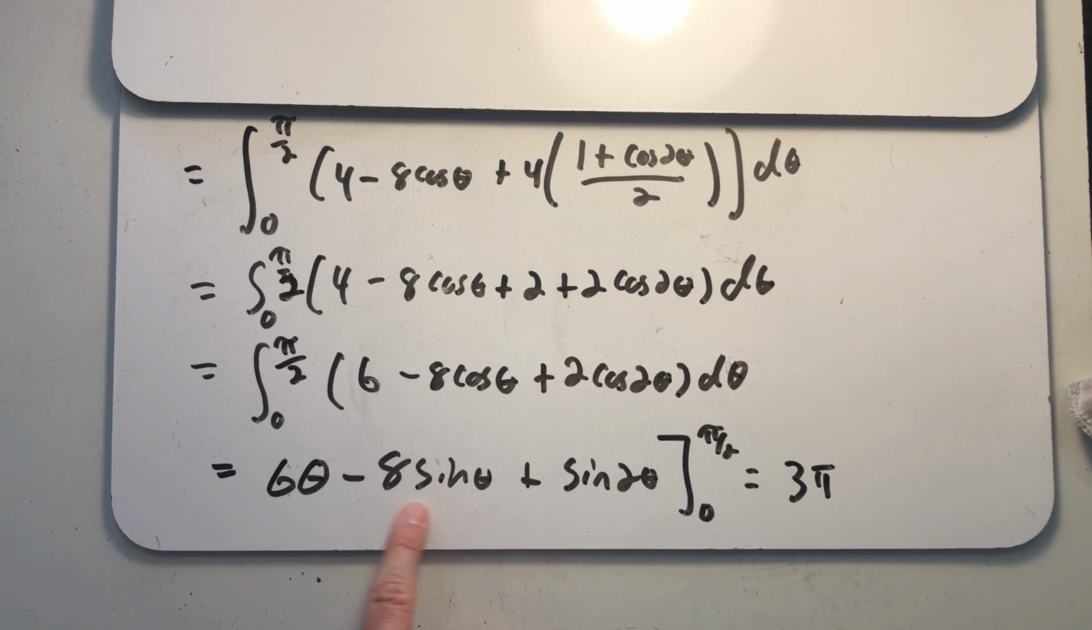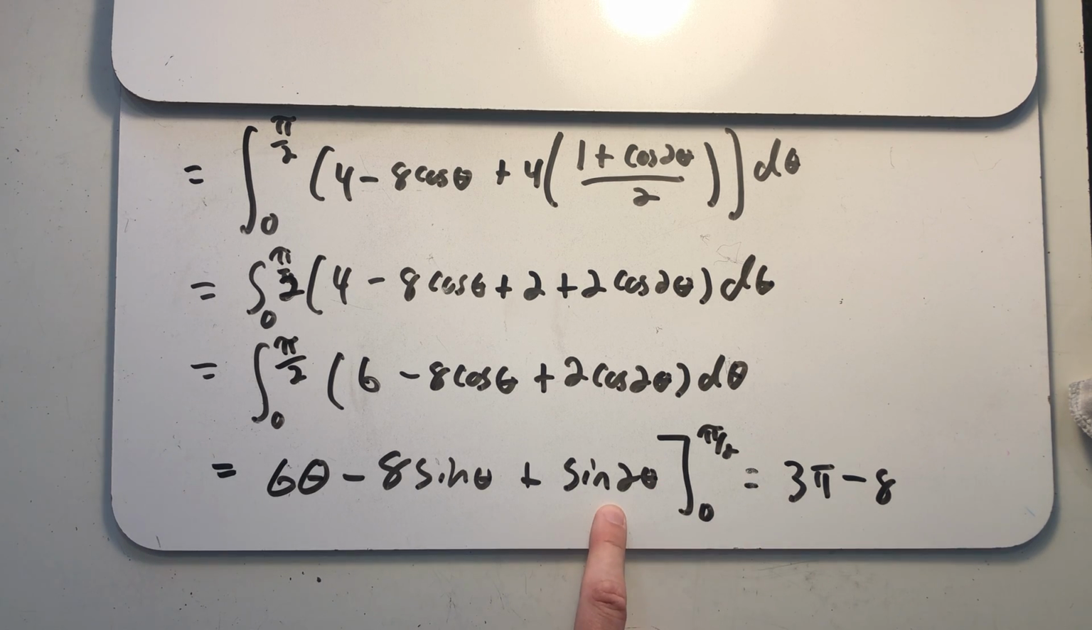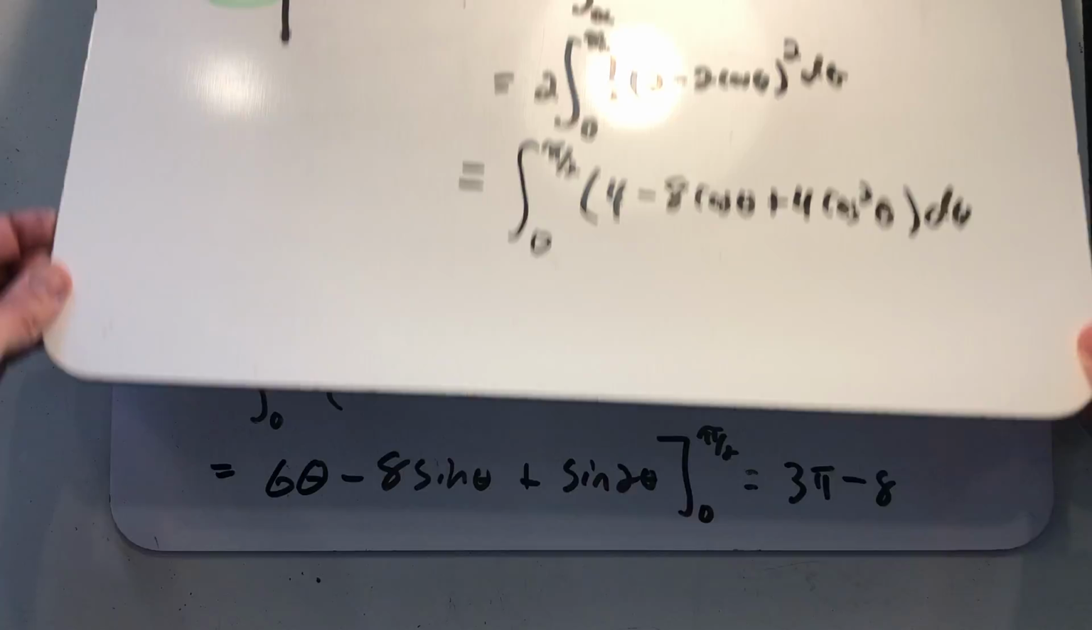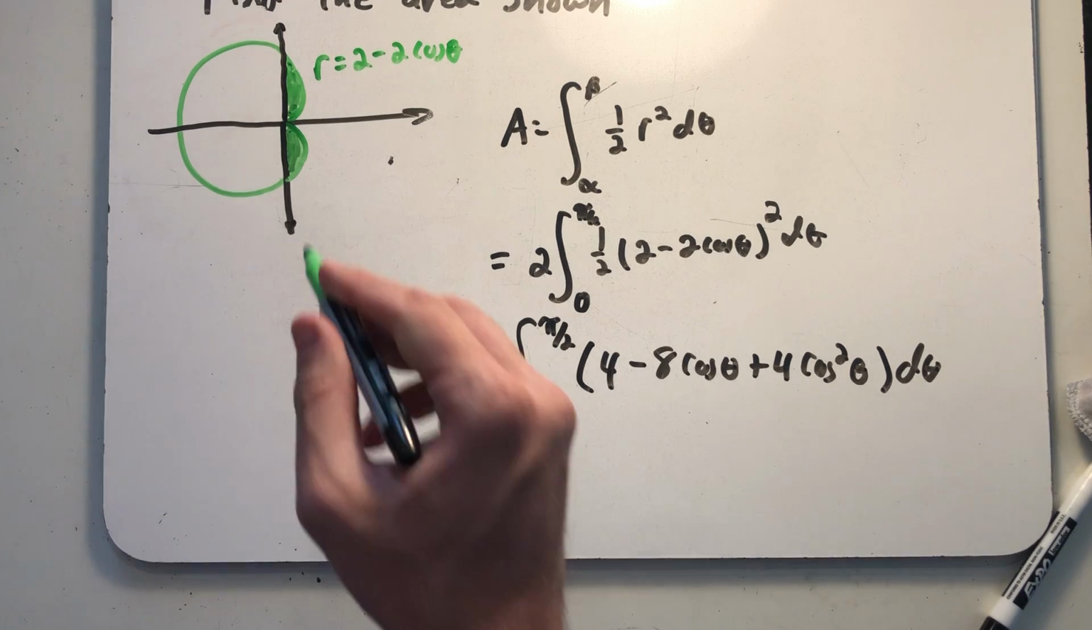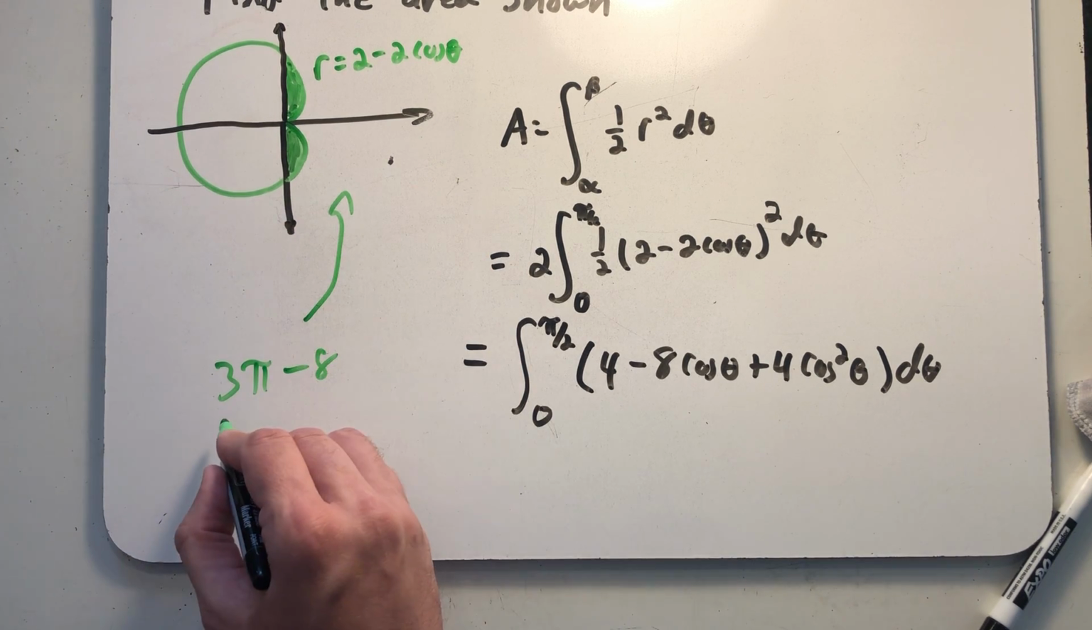Plug in a pi halves here, and I'll get a minus 8. And then the sine of pi is 0. Plug in a 0, and they all become 0. And so I just get that 3 pi minus 8. And that's the green area I was trying to find. The area shaded here, 3 pi minus 8.